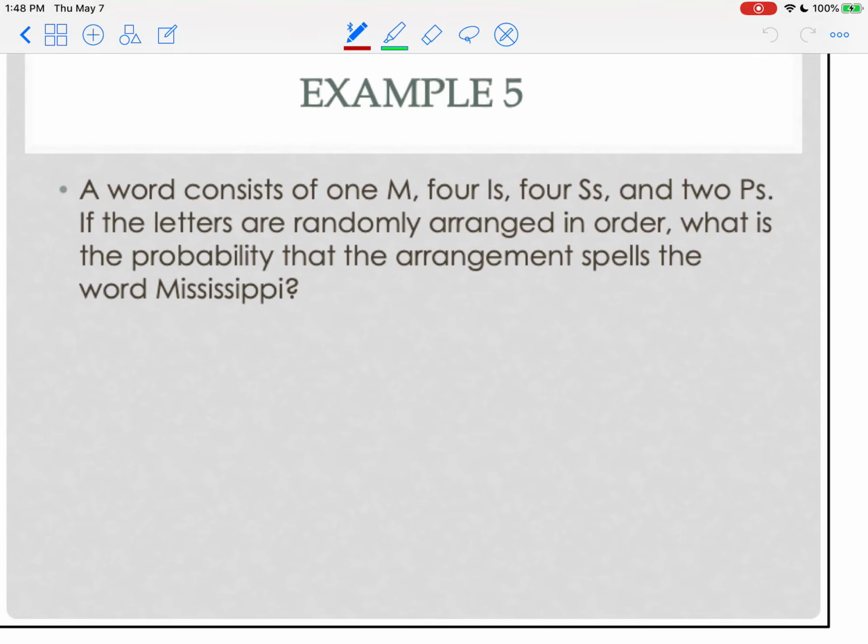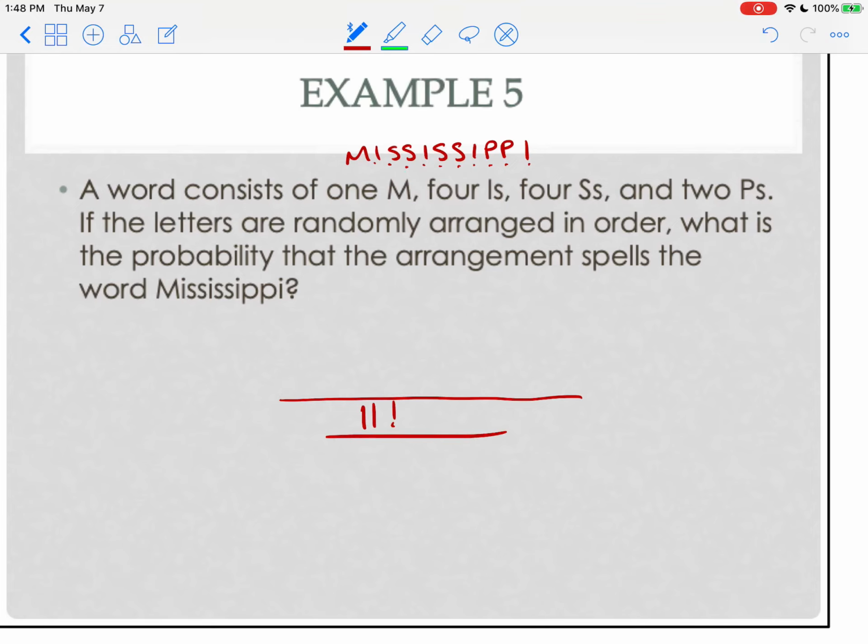And when we talk about a probability, the denominator is always all of the different ways we could do this. So we want to know all the different ways we can arrange the letters in the word Mississippi. Well, there are how many letters in Mississippi? So it's Mississippi. 1, 2, 3, 4, 5, 6, 7, 8, 9, 10, 11. So there are 11 letters.